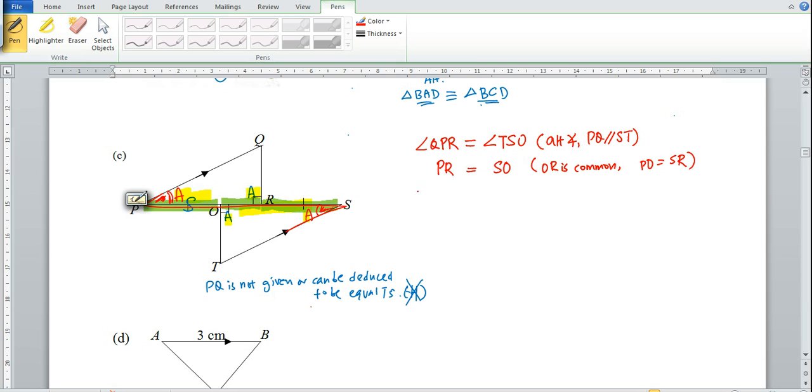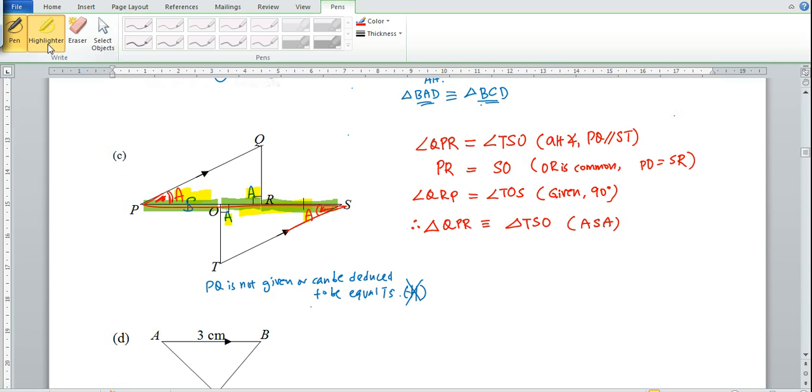Now I have another angle, the right angle, which I haven't said, so I'm going to write it now. Angle QRP is equal to angle TOS. Okay, so this is a given 90 degrees. So therefore, I can conclude that triangle QPR is congruent to triangle TSO. Okay, and the proof that I use is ASA.